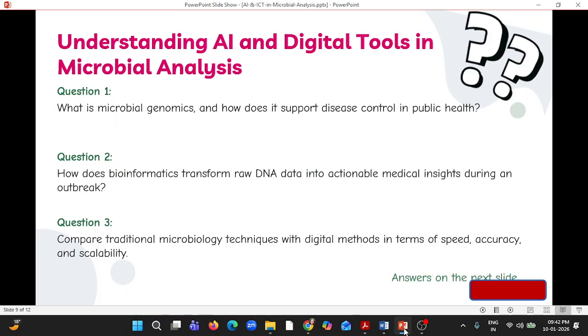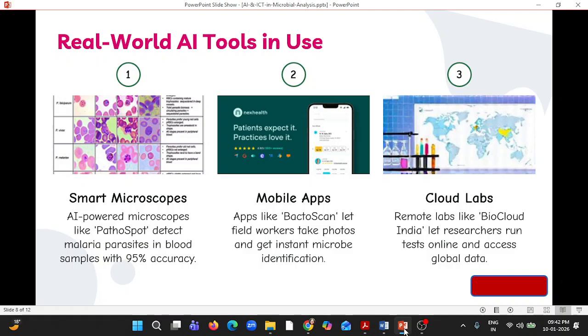Why do these tools matter? Together, smartphones, mobile apps, and cloud labs speed up diagnosis, reduce human error, enable real-time data sharing, and strengthen the response to infectious disease outbreaks. Thus, AI tools transform microbiology from manual, location-bound work into fast, accurate, and globally connected science.